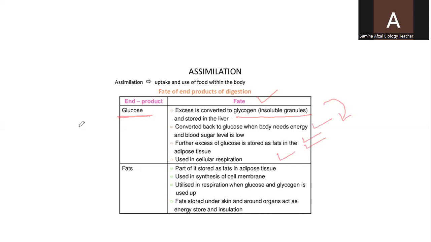The next to assimilate are fats, fatty acids and glycerol. They are stored as adipose tissue. They also participate in the synthesis of cell membrane. They are also used in the process of respiration. They are also stored under the skin. They give us energy and they act as an insulation layer in the body.